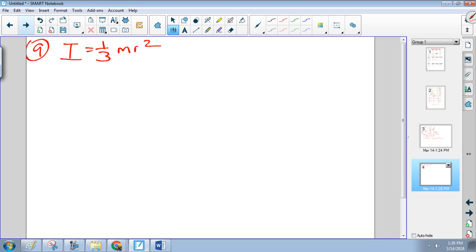The problem gave us both of those values. It told us that the mass is 30 kilograms, and the radius is 0.8 meters. Plugging those numbers in, you can calculate your I, and it turns out to be 6.4. What are the units on I, you guys? Kilogram meters squared. Good. Kilograms for M times meters squared for radius.